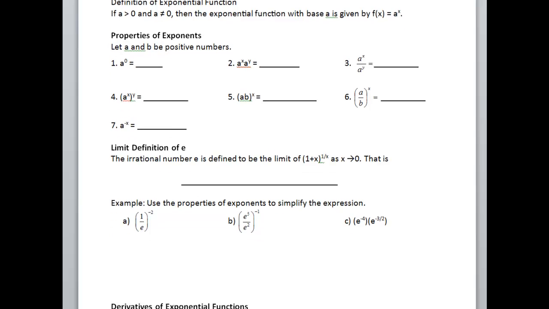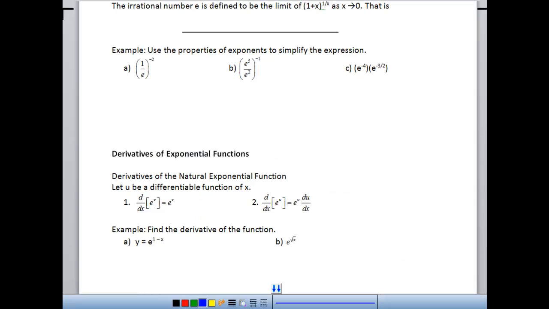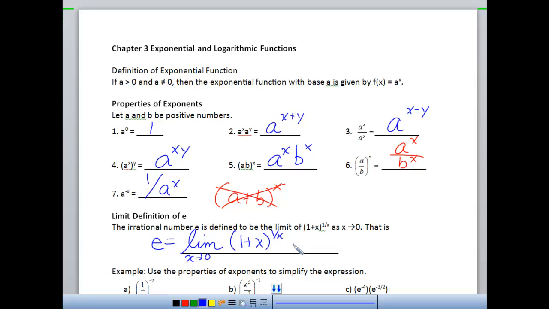Alrighty. So using those properties, can we simplify these expressions that involve e? I guess I should have told you what e is, well, not exactly, but approximately. Just for reference, e is approximately 2.71828. But we'll look at where it's built into our calculator.